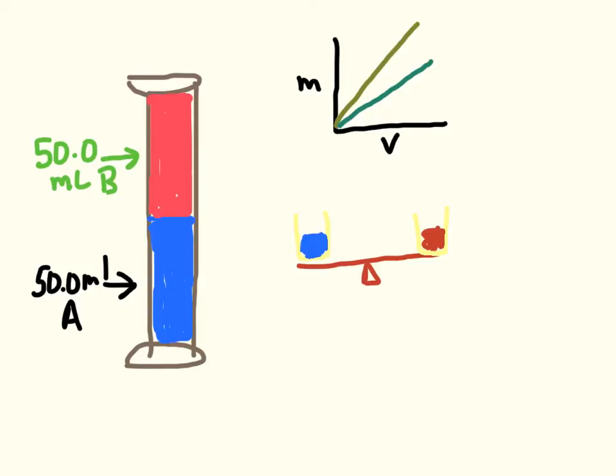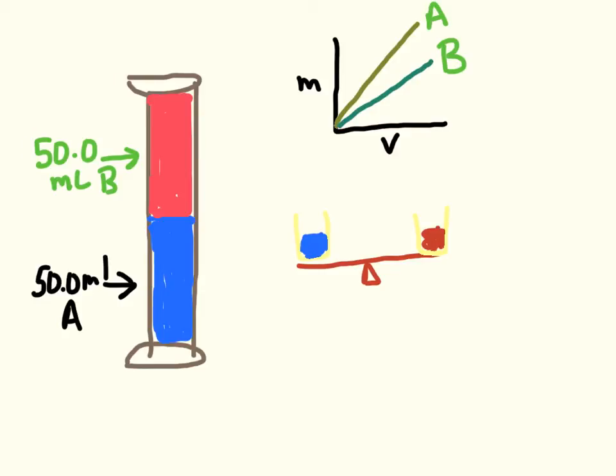Right, the one that's on top right here that's floating is going to have a lower density, and so this one up here is going to be our B. And the higher density one, which is obviously the one with the greater slope, is going to be the one that's on the bottom, and so that's going to be our A right up top.